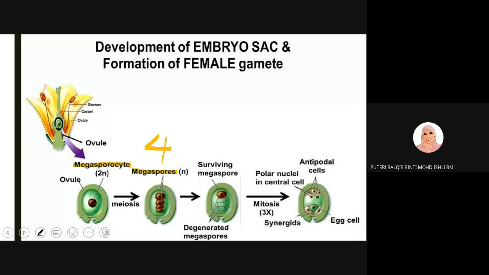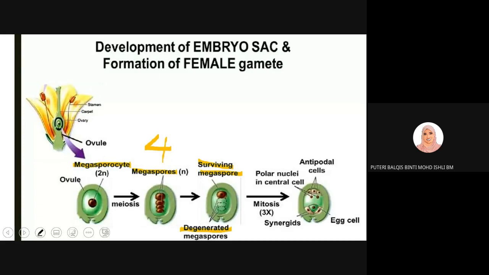Daripada 4 haploid megaspore tu, 3 akan degenerate. Maksudnya dia akan kecil-kecil lepas tu hilang. 3 akan degenerate, hanya 1 saja akan survive. Dia macam nak bagi space lah. Dia tak ada reason lagi tau. Setakat ni saya baca there's no specific reason why the other 3 degenerated.